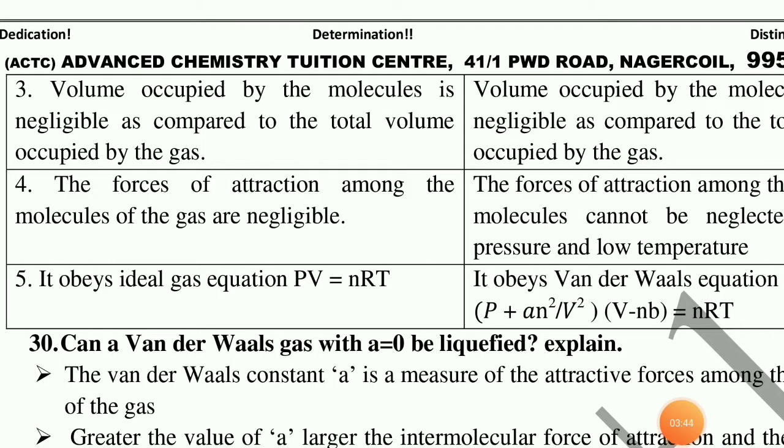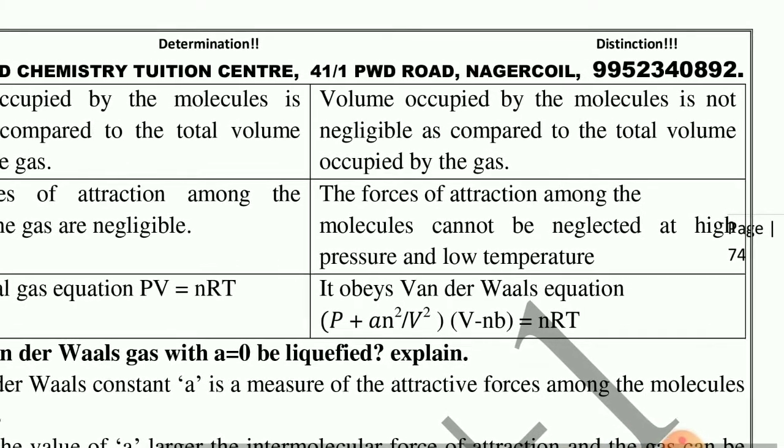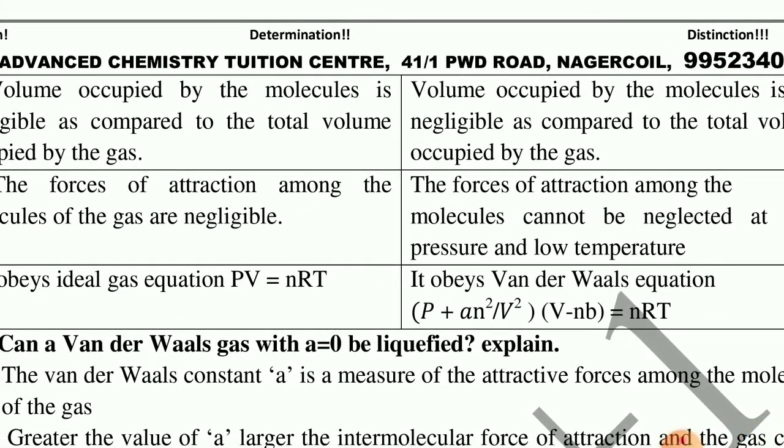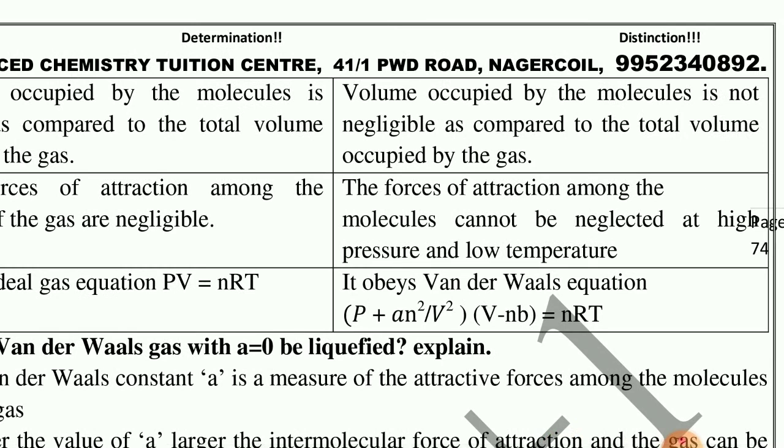Then the third point: for an ideal gas, the volume occupied by the molecules is negligible compared to the total volume occupied by the gas. Here, for a real gas, the volume occupied by the molecules is not negligible compared to the total volume occupied by the gas. The ideal gas obeys the ideal gas equation, PV equals nRT. Here the real gas obeys the van der Waals equation. What is the van der Waals equation? (P plus an squared by V squared)(V minus nb) equals nRT.